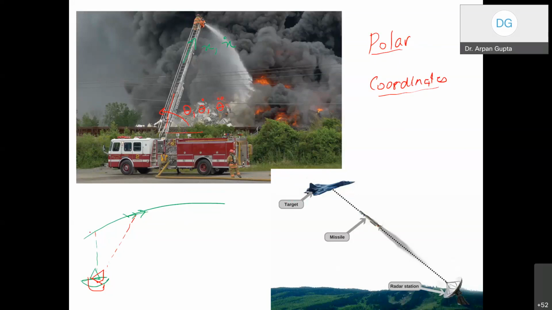Now here you can see that I can track the motion of this airplane using two coordinates. One is the r coordinate. This radar station is my origin, and from here we are trying to measure the position of this particle. I can specify its position with respect to the length r, which is called the radial direction.